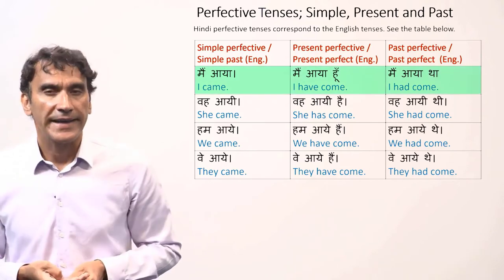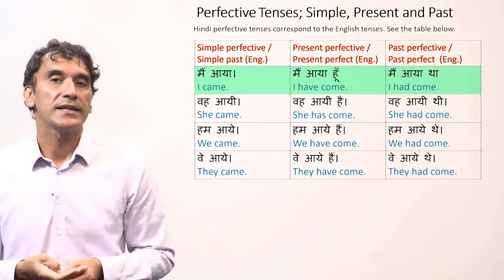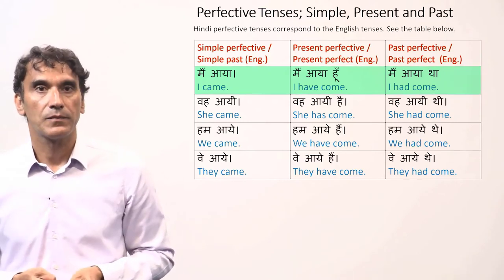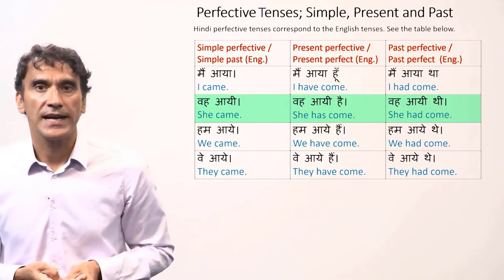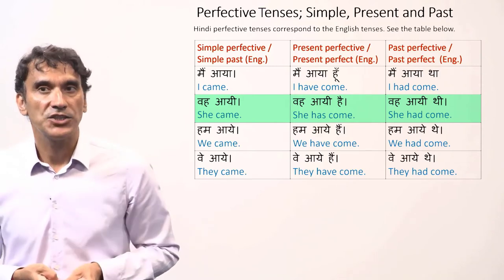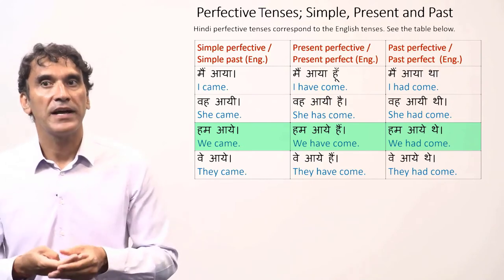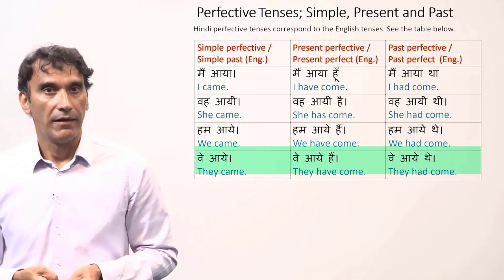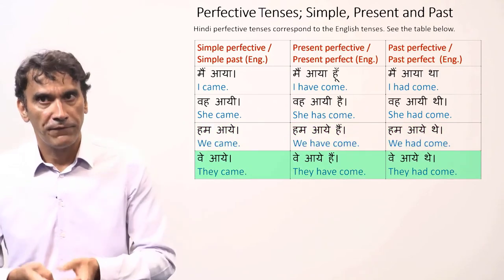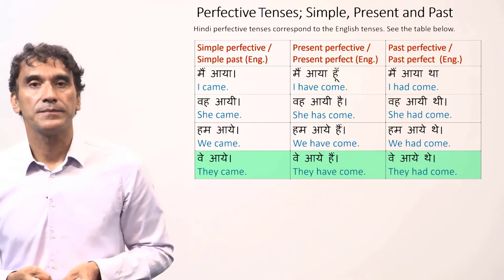Main aaya is I came. Main aaya hoon is I have come. Main aaya tha is I had come. Wo aayi, she came. Wo aayi hai, she has come. And wo aayi thi, she had come. Hum aaye, we came. Hum aaye hain, we have come. Hum aaye the, we had come. Ve aaye, they came. Ve aaye hain, they have come. Ve aaye the, they had come.